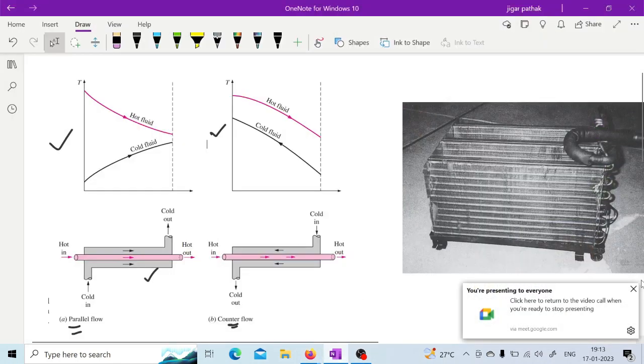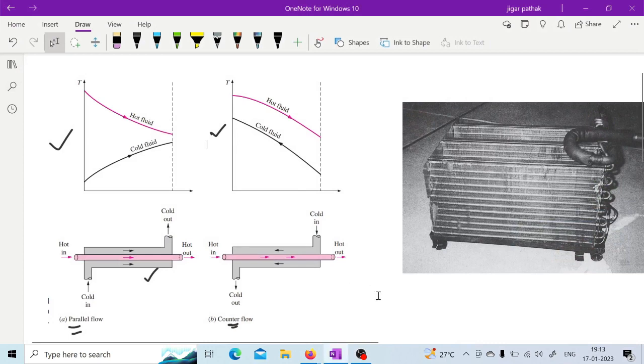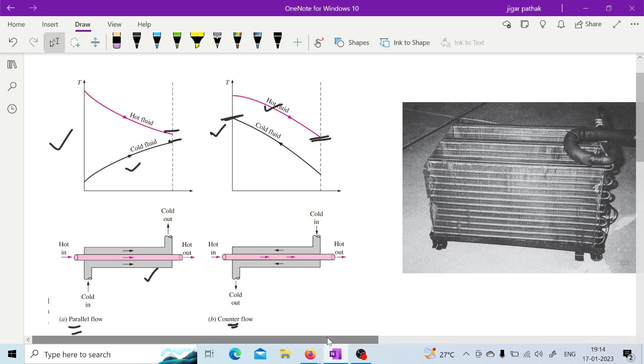So here, as you can see, the obvious advantage of counter flow is that the hot fluid has a lower temperature at the outlet than the cold fluid, right, while it is not so in the case of parallel flow. So this is how you get a higher temperature drop of the hot fluid in comparison to parallel flow. So this is how you have parallel flow and counter flow heat exchangers.